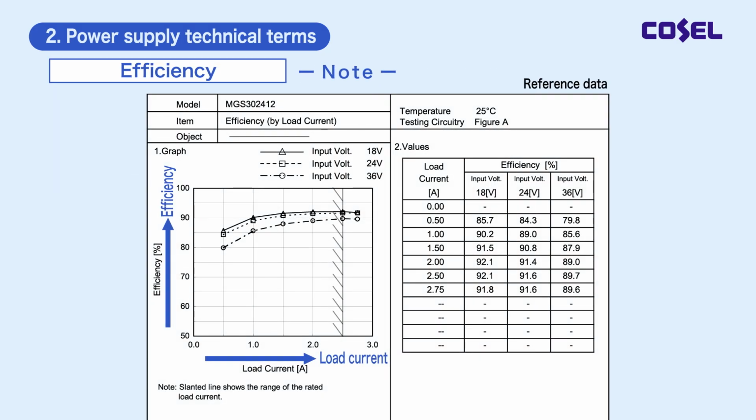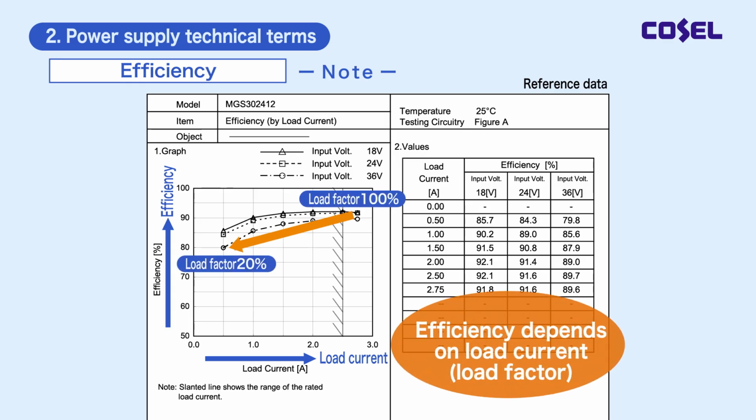When using a power supply, it is not used at 100% load factor, but rather using derating. Since the efficiency value differs depending on the load current value, which is the load factor, it is necessary to check the efficiency at the load current value actually used.